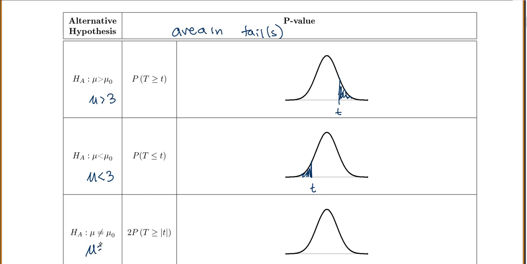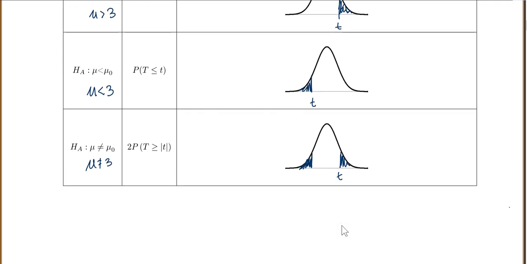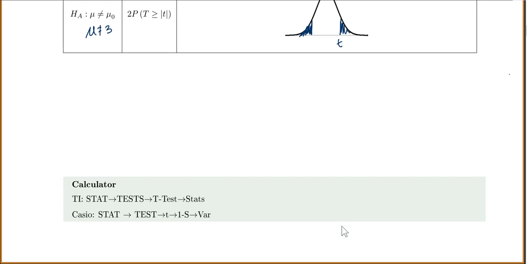And if you had something like mu is not equal to 3, then you would find your test statistic, which might be either positive or negative, and then you find the area in both tails. Or if you want, find the area in one tail and multiply it by 2, which is why we have the 2 here. So a greater than is right tail, less than is left tail, not equal to is both tails.